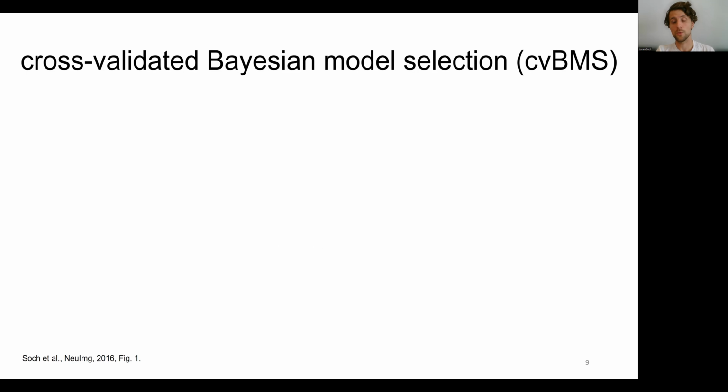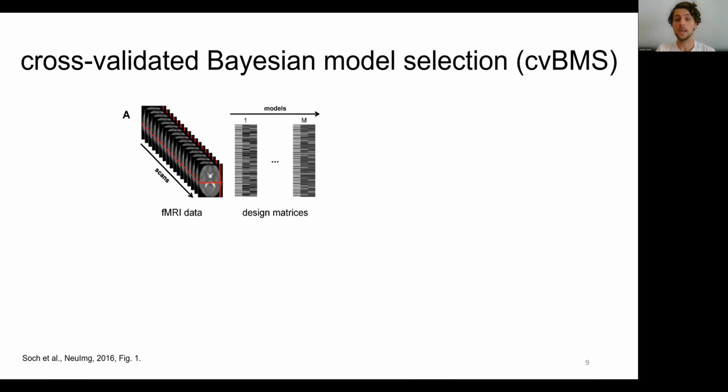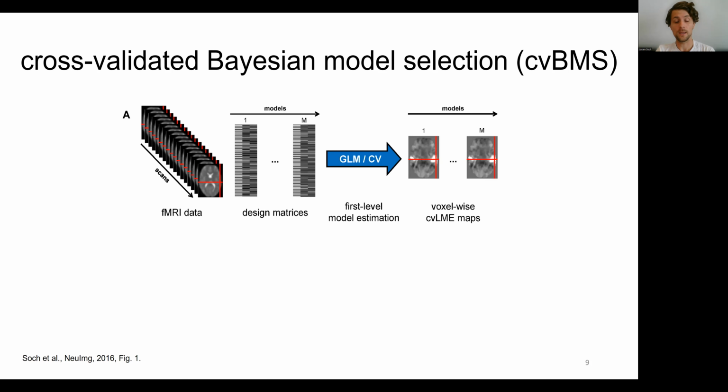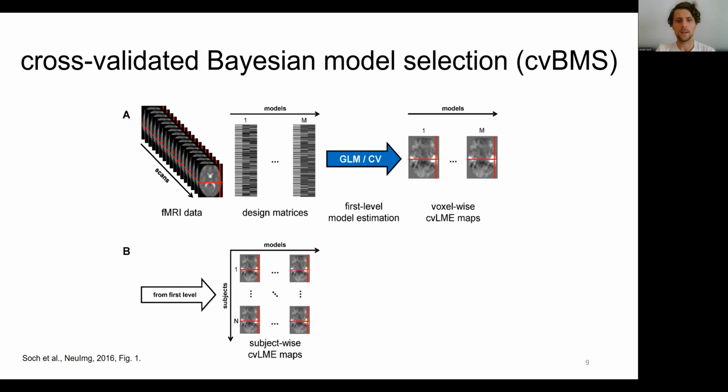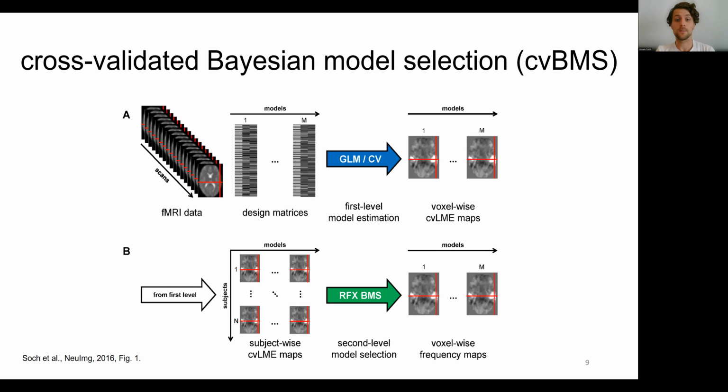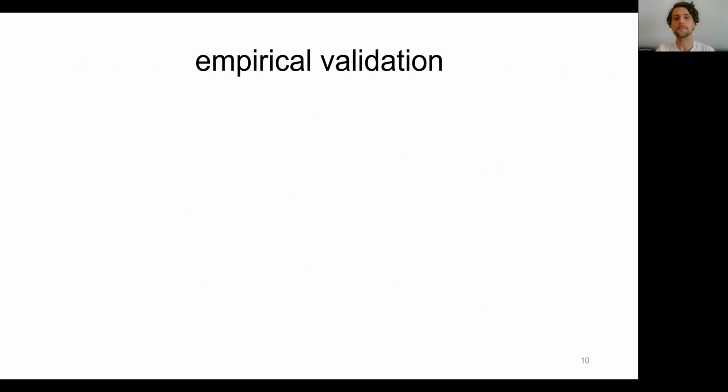So in cross-validated Bayesian model selection, the data from a single subject are analyzed using different models, and we calculate the cvLME for each model and voxel in the brain. And given that this has been done for all the models applied to all subjects, we use a population proportion model called random effects BMS to come up with voxel-wise model frequencies. The idea would, of course, be to always use that model which is most frequent in the population, or which is most often selected as the winning model in most subjects.